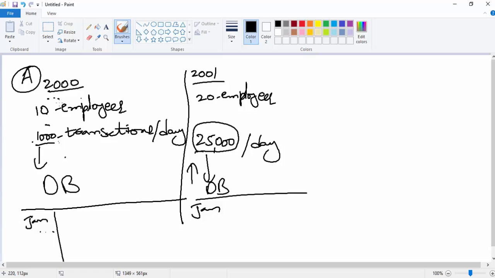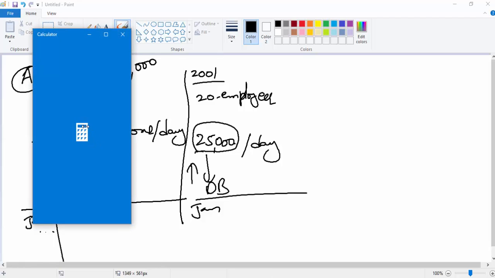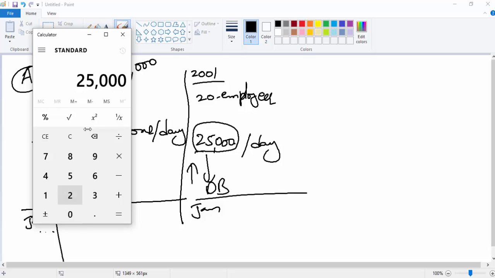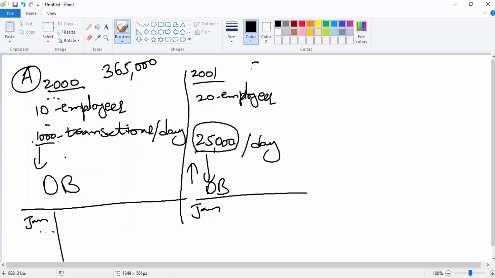In 2000 you have data for 365 days, so 1000 times 365 gives 365,000 records. In 2001, with 25,000 transactions per day, I multiply 25,000 by 365, which is 9,125,000, close to ten million. Adding the transactions from 2000, it comes to around 1.3 million at a rough estimate.